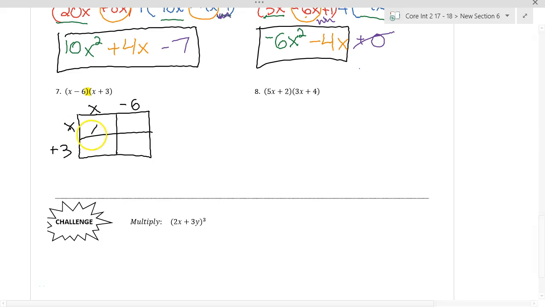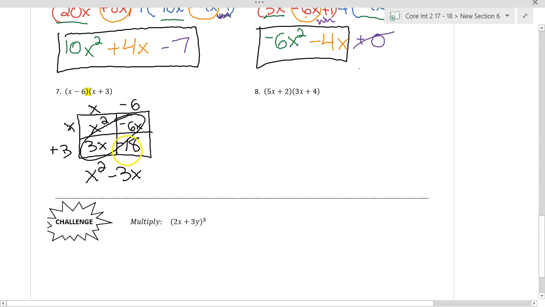x times x is x squared. x times negative 6 is negative 6x. x times 3 is 3x. 3 times negative 6 is negative 18. Okay? So that's just my quick multiplication. Then I need to just write it in order. x squared, 3 minus 6 is minus 3x, minus 18.